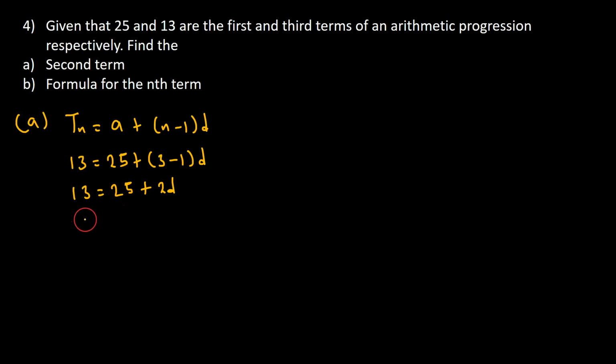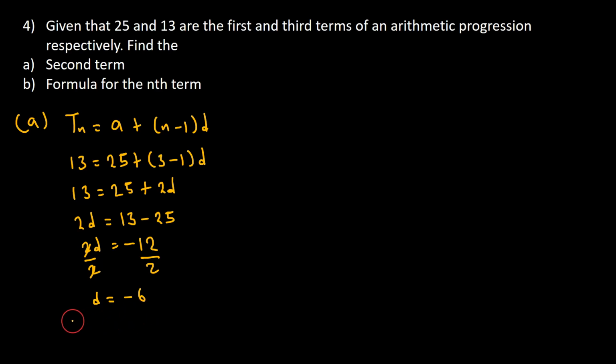The 25 can go to the other side, it is positive. When it goes to the other side, it will become a negative. So you have 2d equals 13 minus 25. What is 13 minus 25? Negative 12. And then divide by 2, divide by 2. So 2 and 2 will cancel out. Then d equals negative 6, since 12 divided by 2 just gives us 6, so negative 6.